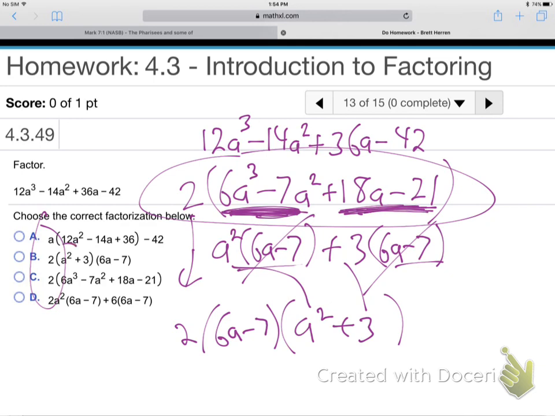In fact, they did, huh? See the answer? They put the a squared plus 3 first. Same thing. Questions on that? We good? All right.